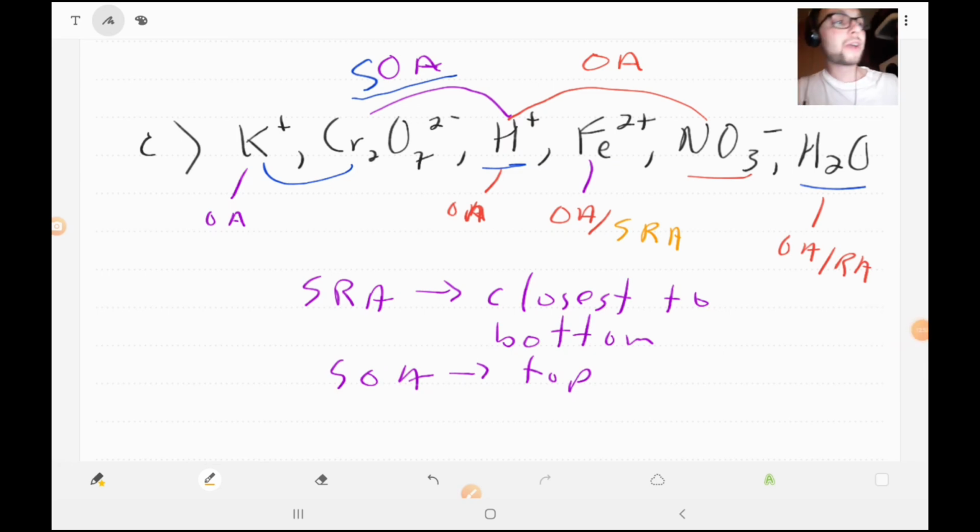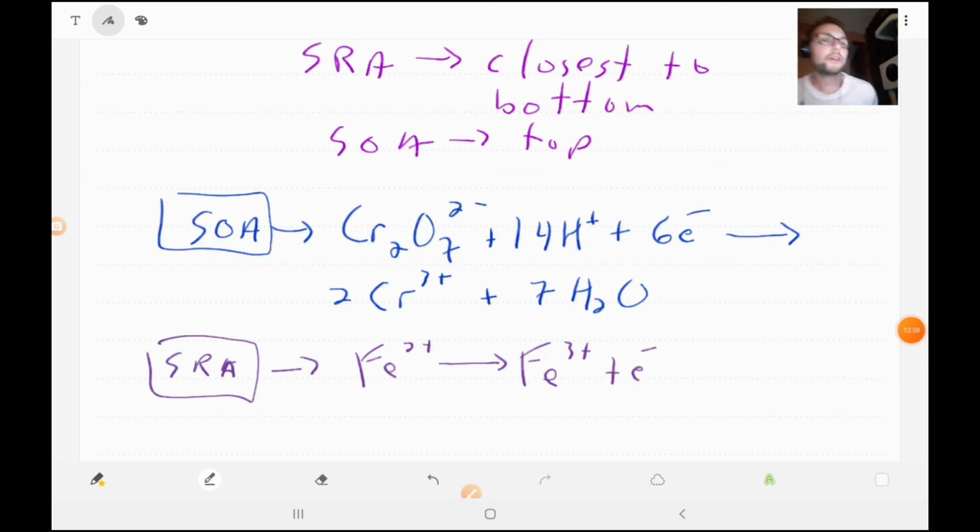So by now, you would have found these two half reactions. Now remember, if we're using Fe2+ as an SRA, then you have to look for Fe2+ on the right side. Don't use the one on the left side. A lot of people get confused. If you use the one on the left side, you're using it as an oxidizing agent, not a reducing agent.